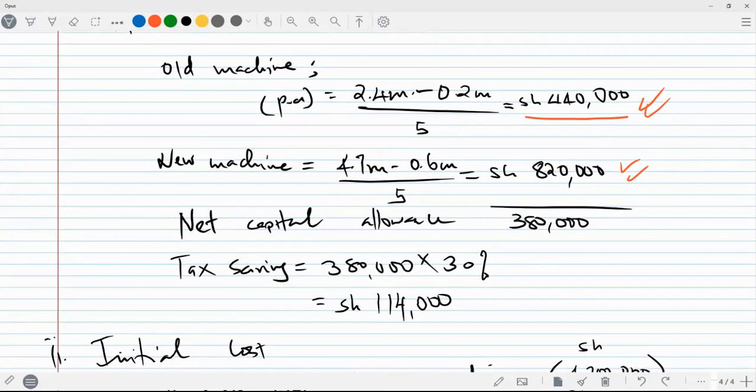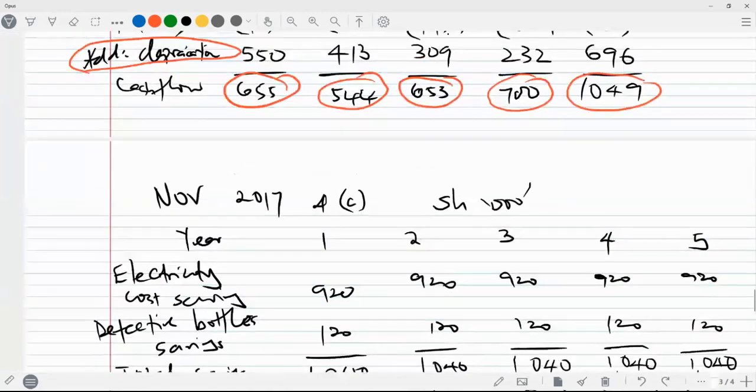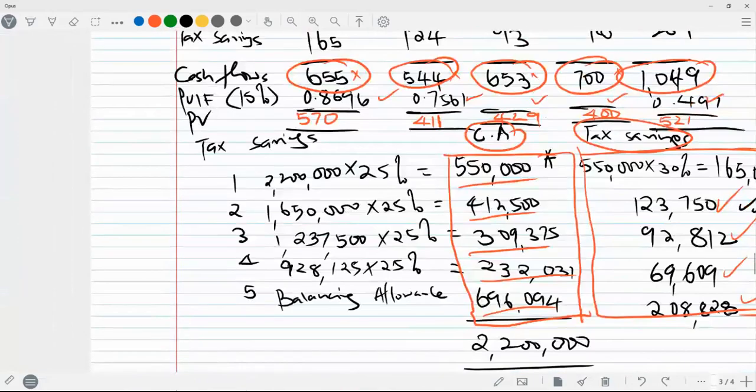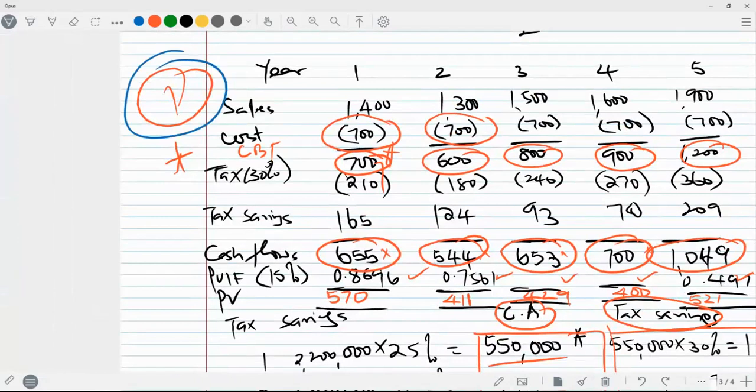Yes, there are two methods you can use. If you remember, we discussed two methods when it comes to allowing for the allowance in the question. Let me just take it back. We have this first method which we discussed. For now I'm following the first method, where you only get the tax savings, where the savings equal the allowance times the tax rate.